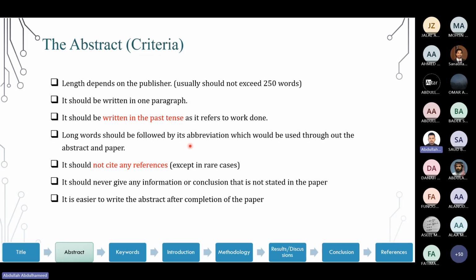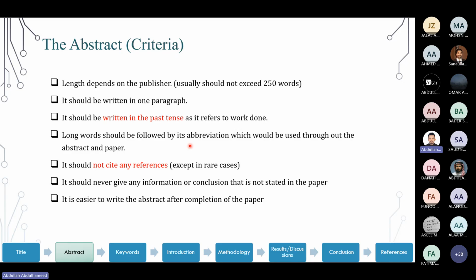Number 4: long words should be followed by their abbreviation, which should be used throughout the abstract and paper. This is also very important. In the abstract, if you use a term or abbreviation, you need to define it. For example, if you are using a characterization method like XRD, before writing XRD you need to mention X-ray diffraction. You need to define the abbreviation in the abstract the first time that you use it. Then you define it again in the introduction.